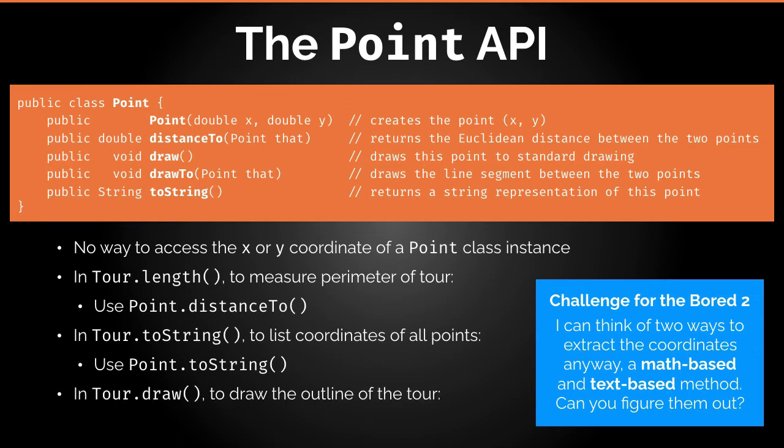Okay, and so final example, you have to implement tour.draw that draws the surrounding of the tour on standard draw. But obviously, if you don't have the coordinates, then you are going to have to use the method point.drawTo that draws a segment between the actual point and another point that you provide as a parameter. Okay?